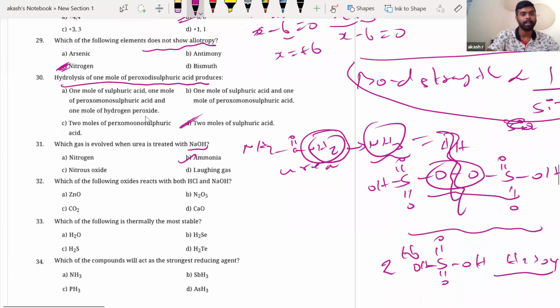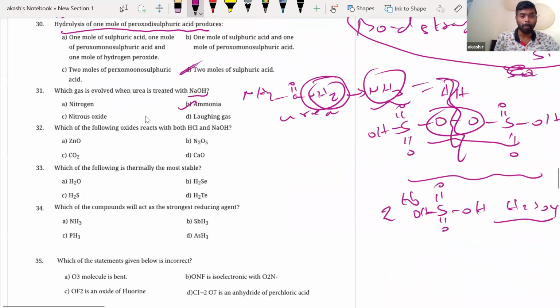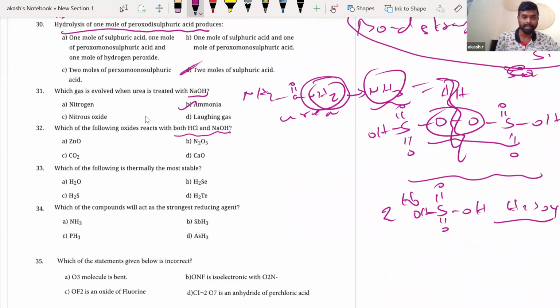Okay, next. Which of the following oxides reacts with both HCl and NaOH? Means they're asking about amphoteric nature.